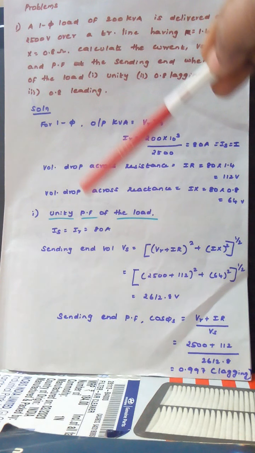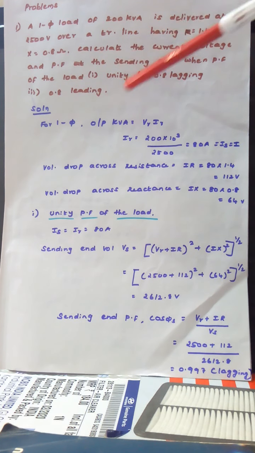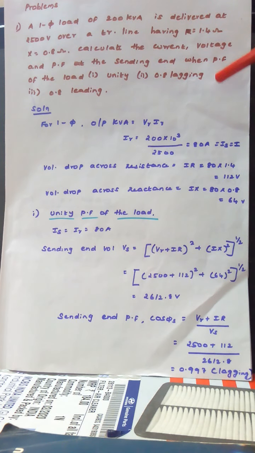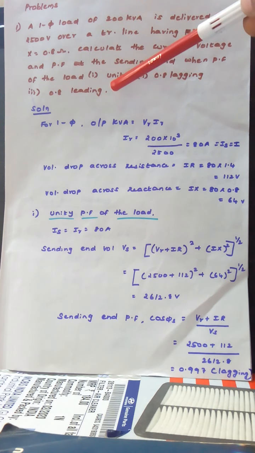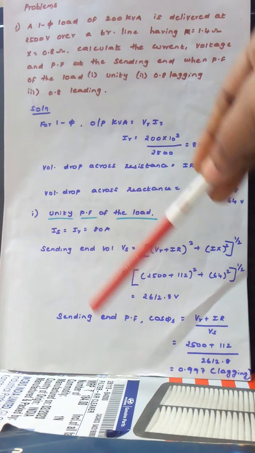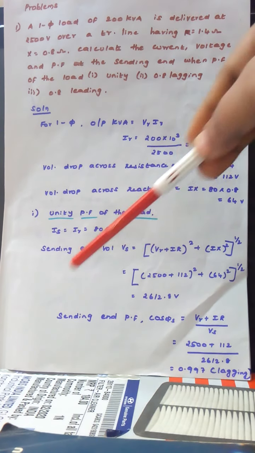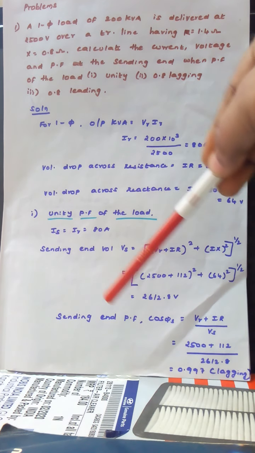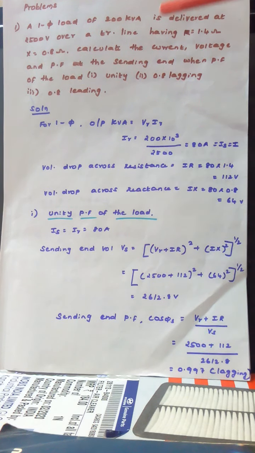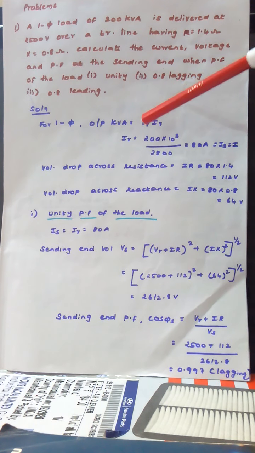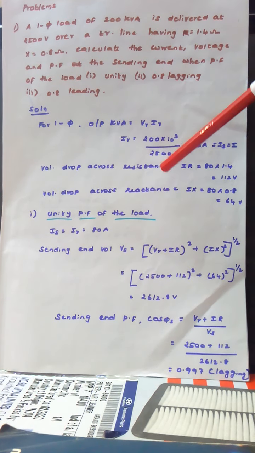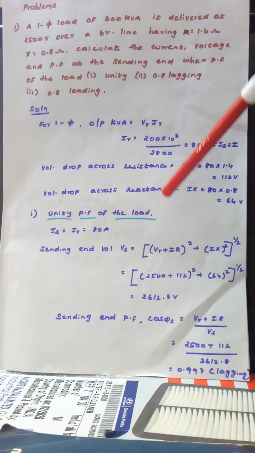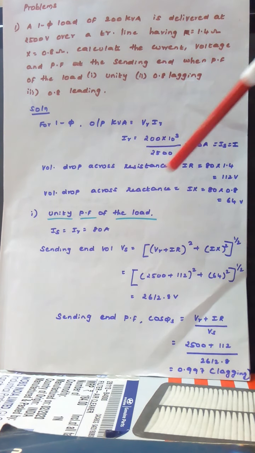So we have seen in the last class the phasor diagram for the unity power factor, lagging power factor and leading power factor of the load. So from this we already found out our sending end voltage and sending end power factor. So directly we can write down the formula and substitute. Before that, we have to find out the voltage drop across the resistance, the voltage drop across the reactance, and the current.